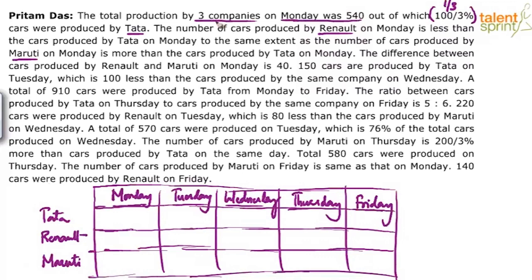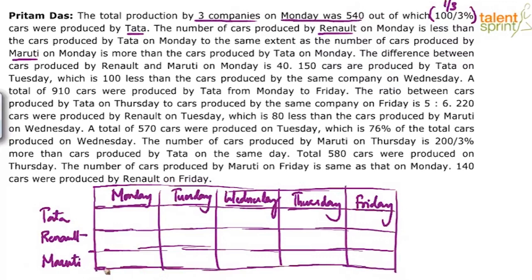Alright, so the number of cars produced by Tata on Monday. See, the total production on Monday was 540. I should have some space to write total values also in case they have been given somewhere. So the total on Monday was 540, and Tata produced 1/3 of this. 1/3 of 540 is 180. So 180 were produced by Tata. I'm directly putting in the value.